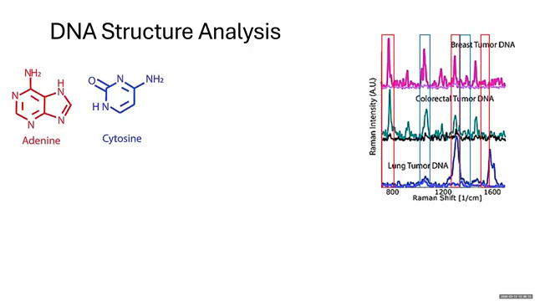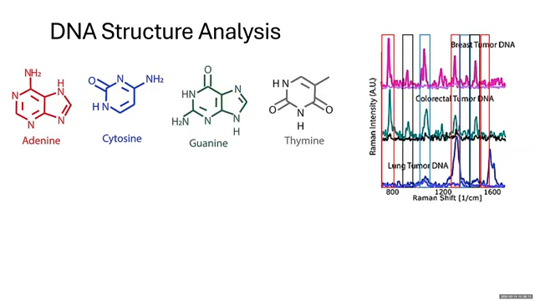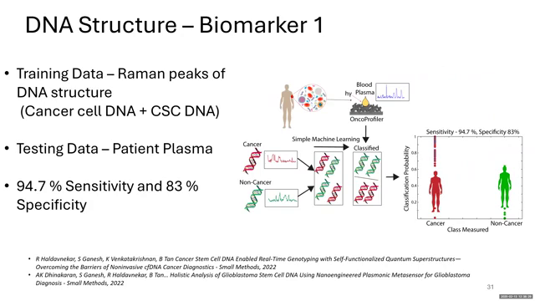You can clearly see the bands for adenine, cytosine, guanine, and thymine here. So these are the ACTG molecules, or nucleotides, which make the DNA. And using these structures, we can try to identify the presence of cancer. And this is the method which I used in my previous studies.